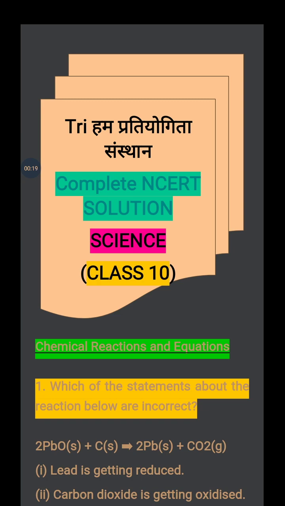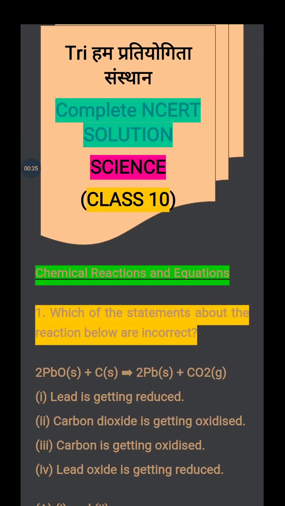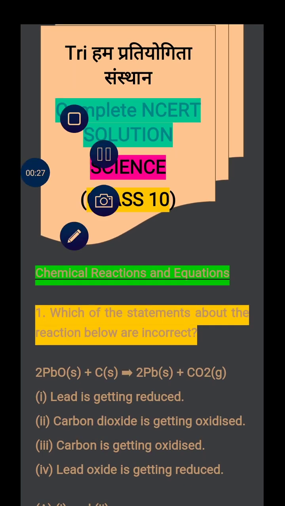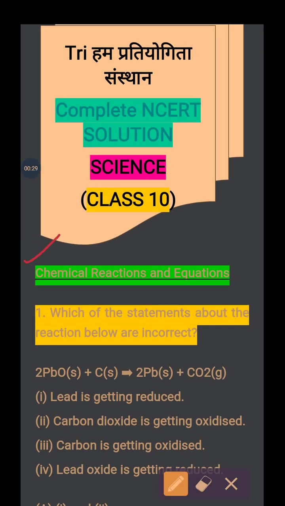We have provided you the solution chapter wise. Here we take the chapter Chemical Reactions and Equations, which is the first chapter of chemistry. The first question is: which of the statements about the reaction below are incorrect?